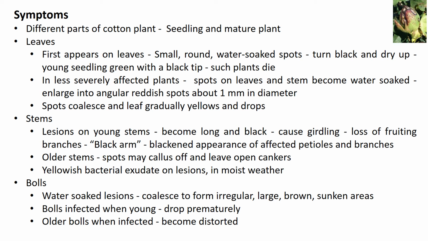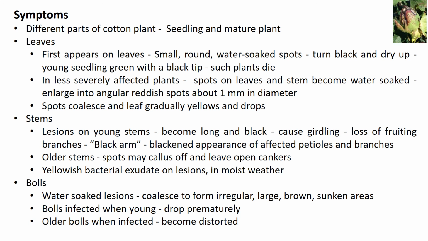Different parts of the cotton plants are affected. Both seedlings and mature plants will be infected by this bacterium, and the symptoms generally appear first on leaves. There will be small, round, water-soaked spot formation which will turn black and dry up. If the young seedlings are affected, the seedlings may appear green with a black tip. The seedlings die rapidly upon bacterial infection.